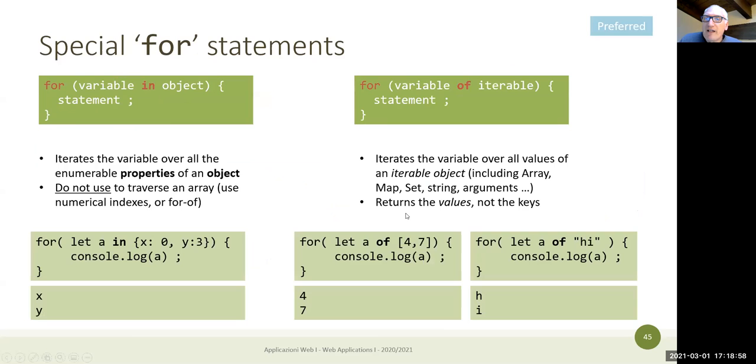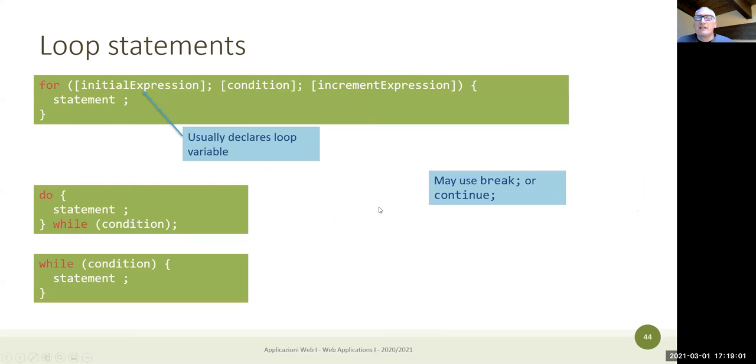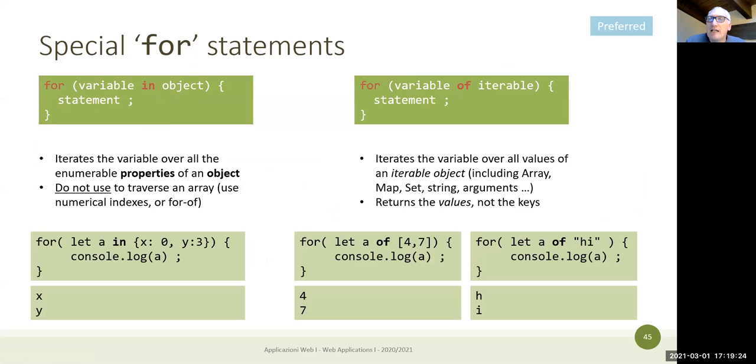So control structures are very easy. Usually the for has the C-like syntax, and usually the initial expression initializes the index, let i equal to zero, for example. So we include a let that injects the variable in the scope of the expression, or it reuses a variable that was already defined, but usually we use that. And there are two special shortcuts for the for statements. We'll be using them a lot.